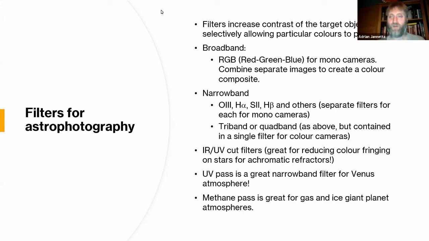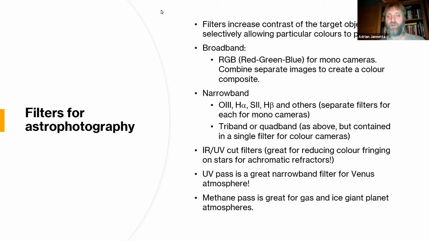I've got a color camera because I don't like messing around with all that stuff. I just want to get my color images fast, and I sacrifice a little bit of resolution to do that. Narrowband is where you allow very specific colors of light through to the sensor and you block everything else. I'll show you a picture to clarify what I mean by this in a moment. Typical narrowband filters are oxygen 3, hydrogen alpha, sulfur 2, hydrogen beta, and there are others as well. And you would use those with mono cameras.